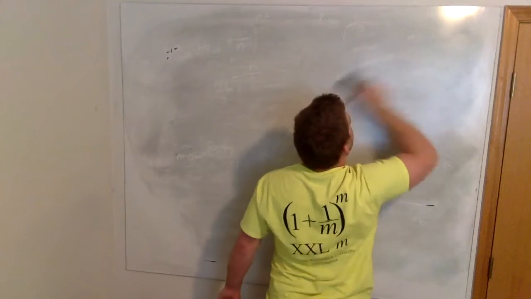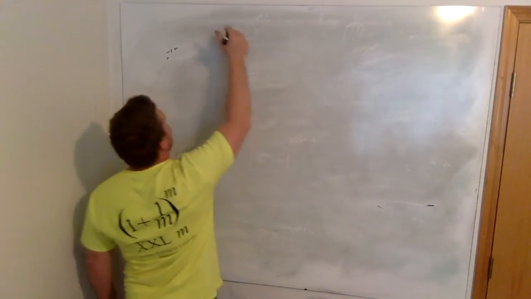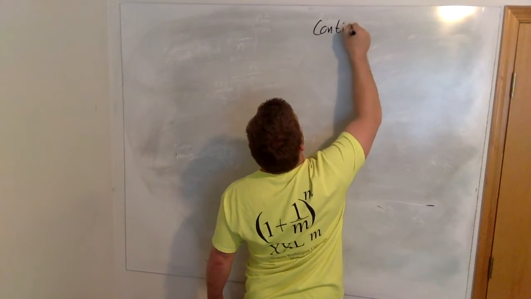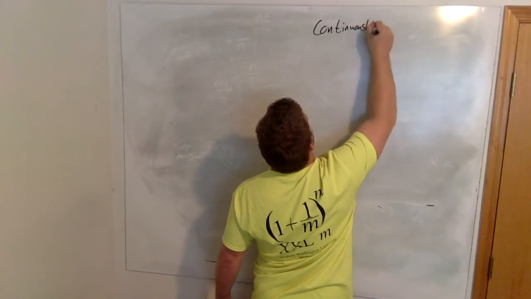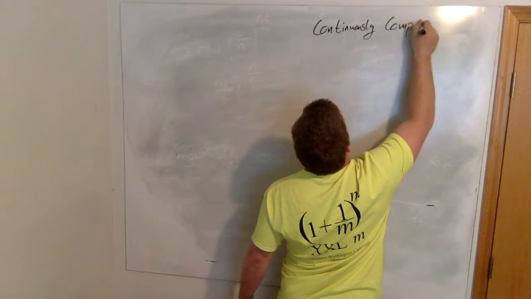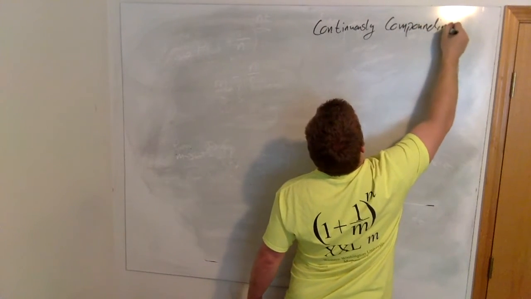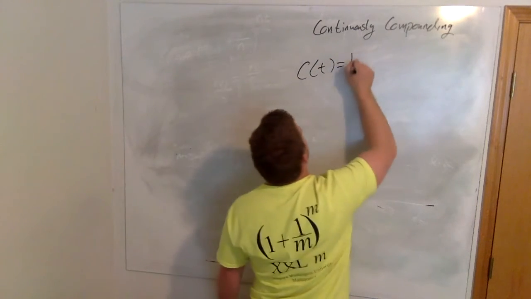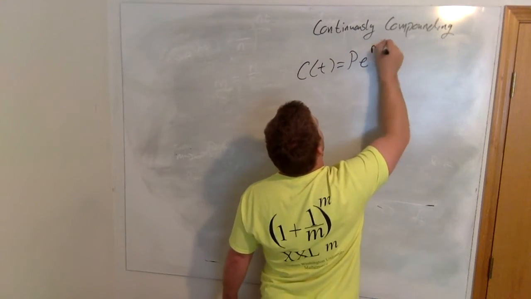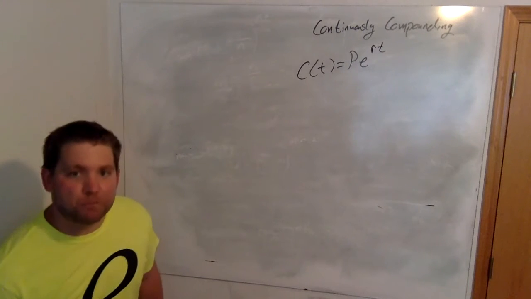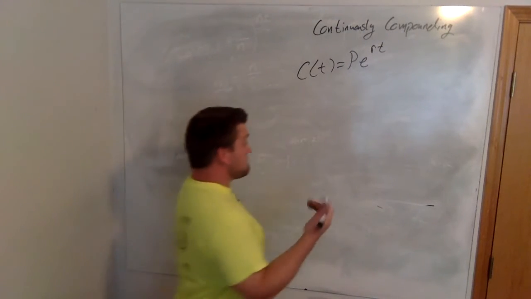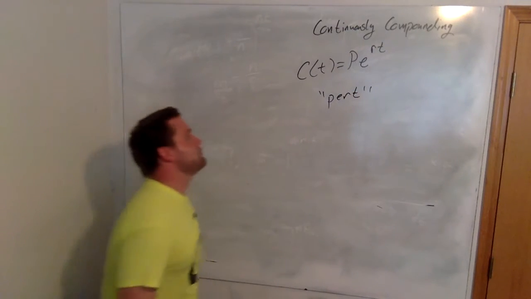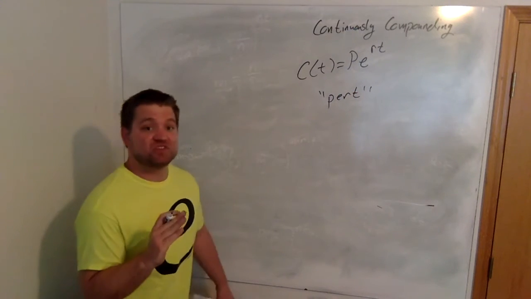For continuously compounding, the formula is C of t equals P times e to the rt. The way I remember this is PERT. It says PERT. That's how I remember it. This is the formula for continuously compounding.